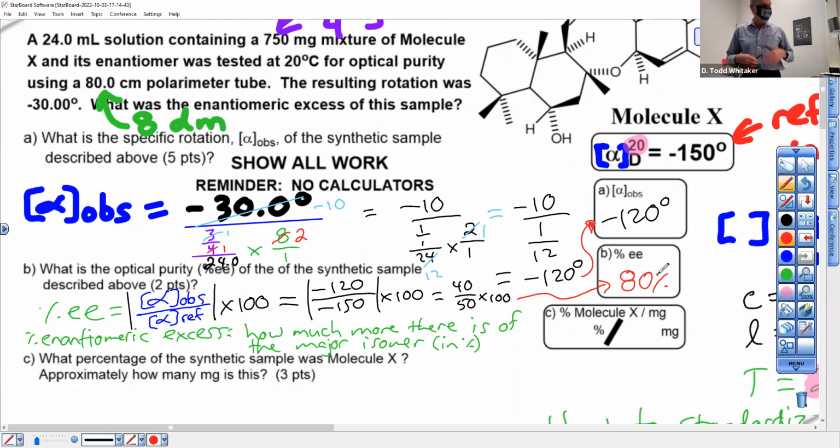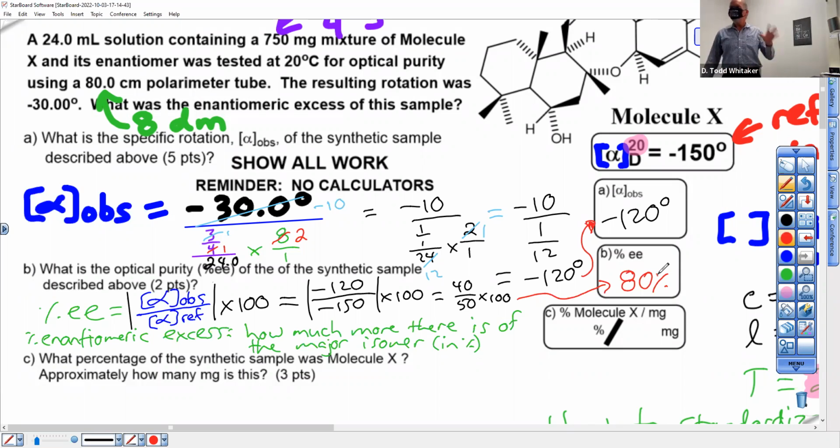I wanted somebody to say 90 and 10. Okay, did somebody say it? I didn't hear it, I'm sorry. Yeah, so that's the answer. We have 90% major and 10% minor. That makes the EE 90 minus 10, which is 80, match.